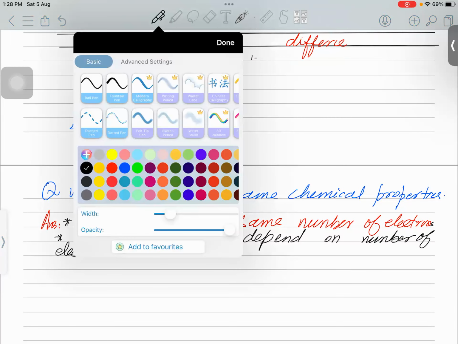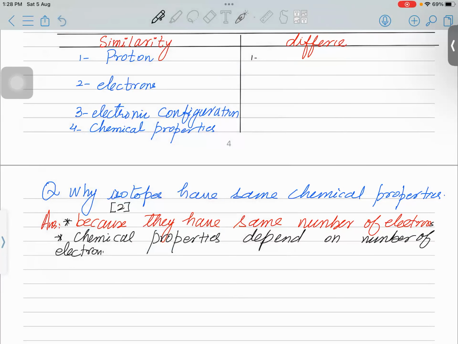Yes, what is the difference? Anyone, tell me. Neutron, the number of neutrons. Very good. Next, the mass number, or nucleon number. Nucleon number is also different. Number 3.